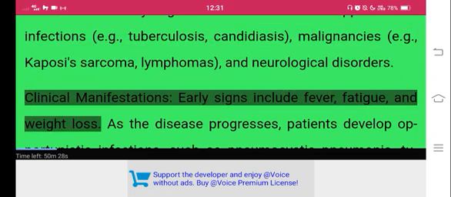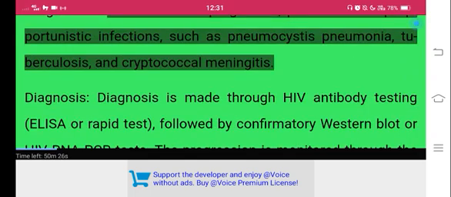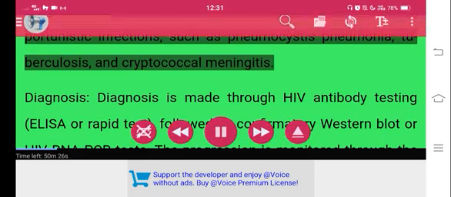Clinical manifestations. Early signs include fever, fatigue, and weight loss. As the disease progresses, patients develop opportunistic infections, such as pneumocystis pneumonia, tuberculosis.